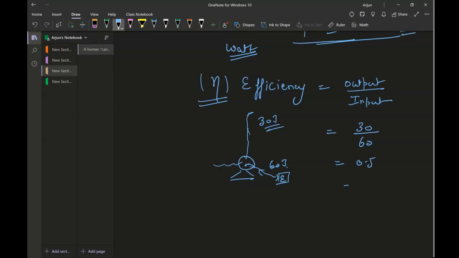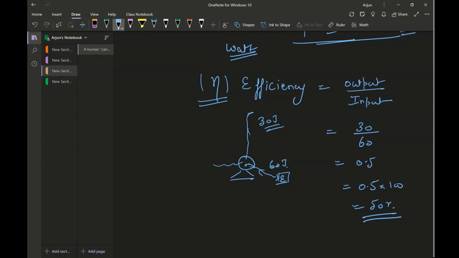And then I can convert it into a percentage. To convert it into a percentage, I have to multiply this by 100. So that will be 50%, this machine is 50% efficient. So that was the concept of efficiency.